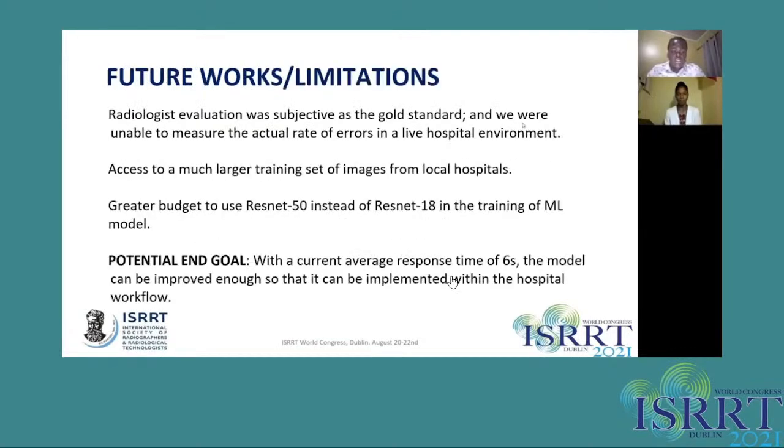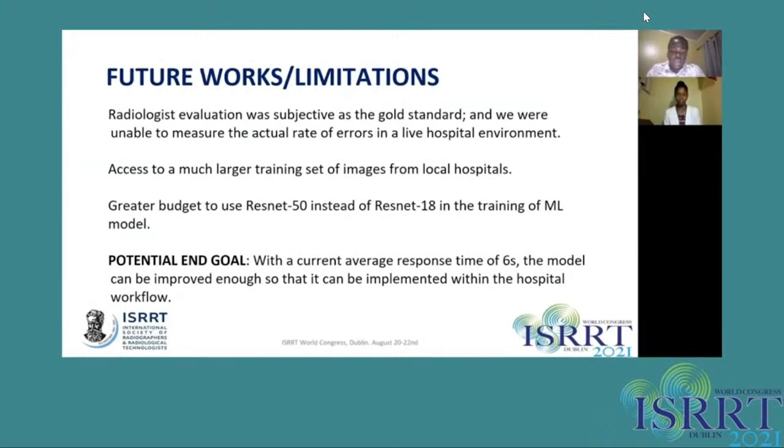Lastly, in regard to future work and limitations, we hope to gain access to and label a much larger training set, as well as use a 50-layer ResNet architecture in the development of our model instead of an 18-layer one. We also hope to further eliminate subjectivity and bias in the manual evaluation of the images by having a larger pool of radiologists all evaluate the same set of images and measure the actual error rates over an extended period of time at the local hospital as a baseline.